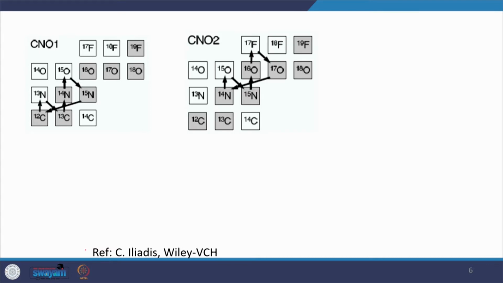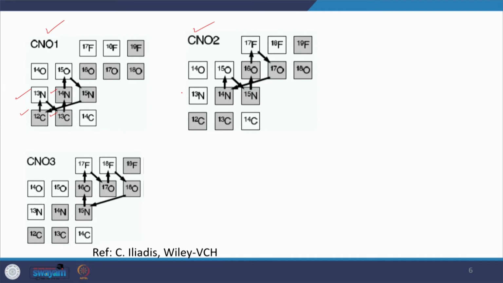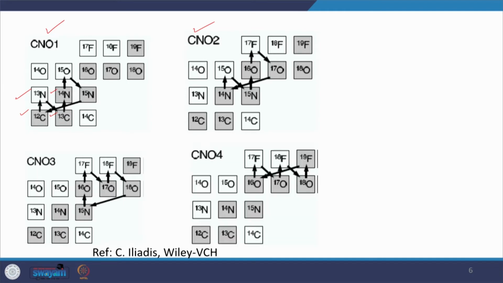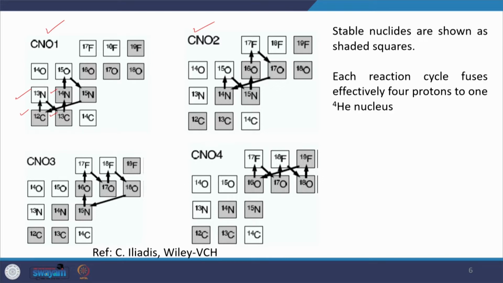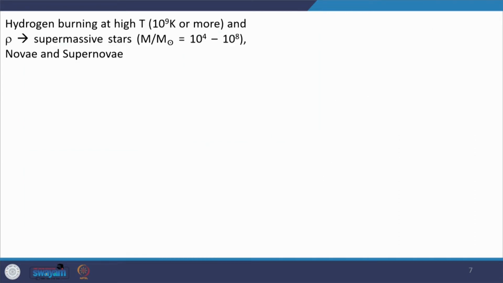So, let me quickly show you in a different way these four branches of the CNO cycle: CNO1, CNO2. Initially carbon 12 goes to nitrogen 13, then carbon 13, then nitrogen 14. In terms of mass numbers, proton number and neutron number, this diagram helps us, as do CNO3 and CNO4. This is a representation of the four branches in the CNO cycle, which I have drawn in the previous slides. Here the stable nuclei are shown as shaded squares, and each reaction in the CNO branches involves the conversion of 4 protons to 1 helium 4 nucleus.